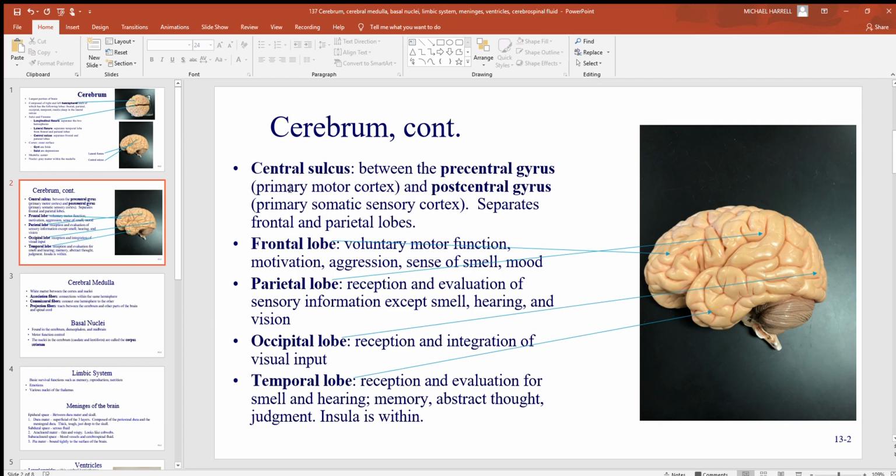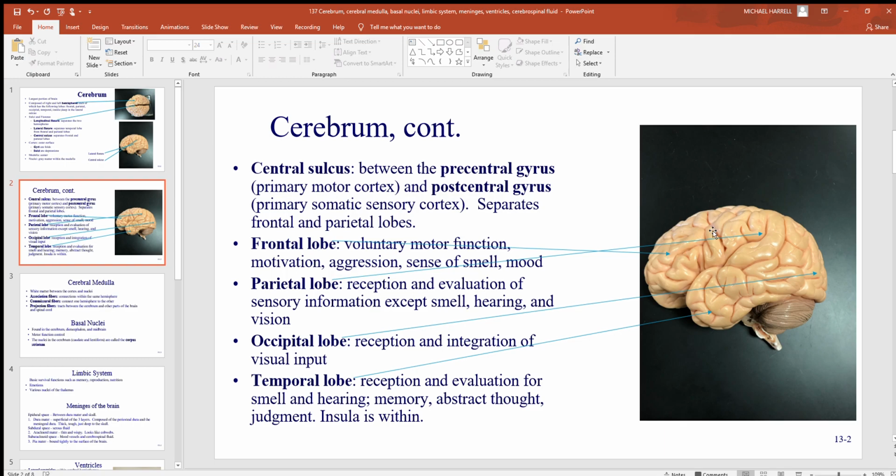So continuing here, the central sulcus we mentioned before separates the frontal and parietal lobes, also separates the motor and sensory cortex. Motor cortex where you have conscious control over skeletal muscle. That somatic sensory cortex where you perceive many different types of sensations. So we looked at the frontal lobe before. It's anterior up to the front of the cerebrum. Again, we have that motor cortex, so there's voluntary motor function, but also motivation, aggression, sense of smell, and mood are in this region.